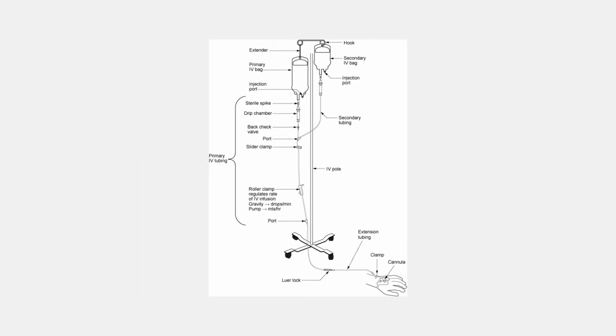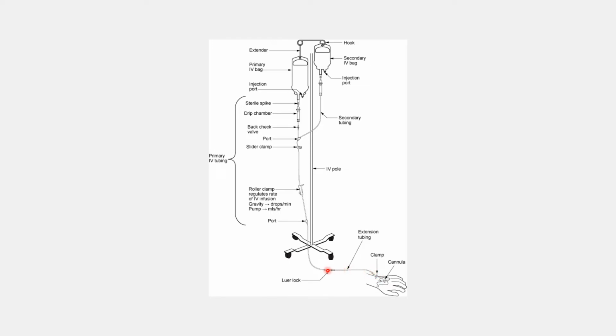So here we have a picture of our basic IV setup. Down here we have our catheter, flexible, that's been taped in. This is just a clamp to cut off fluid if we need to for changing out the hub or whatever you may need to do.